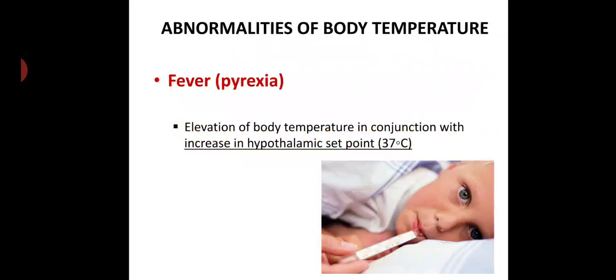Now the important thing is elevation of body temperature in conjunction with an increase in the hypothalamic set point. So this line is very important: hypothalamic set point. Suppose your body temperature is elevated without any change in set point, then truly it is not a fever. You may call it hyperthermia. So fever is a type of hyperthermia.